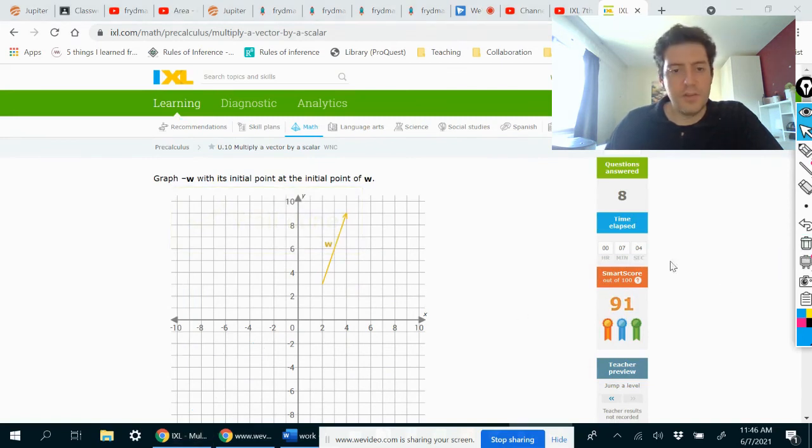Okay, negative w means it should just go in the opposite direction. So here the horizontal component was 2, and it was positive. The vertical component was 6, and it was positive. So now we want our horizontal component to be negative 2, and the vertical component to be negative 6. Okay, so if this vector is w, then this vector would be negative w.